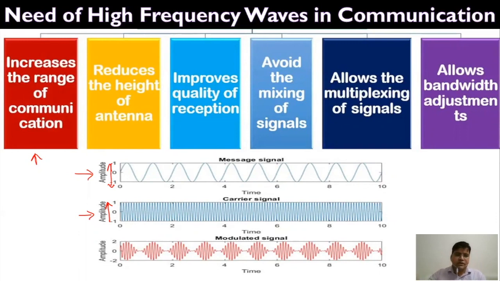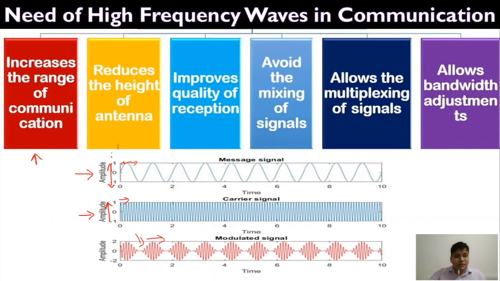That is some type of modulation in communication engineering. Suppose this is our message signal, and we use a carrier signal, and we modulate the carrier signal as per our message signal, and this will be the modulated signal. This signal will go into space and will be radiated through the antenna. So high frequency signals increase the range of the communication, so they are being used.